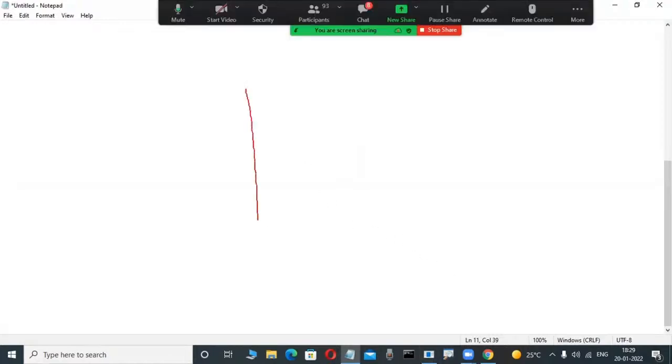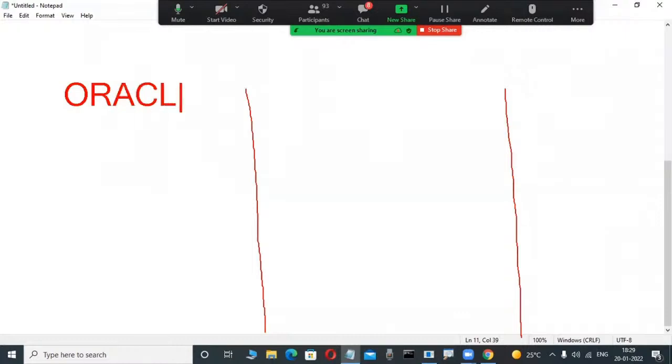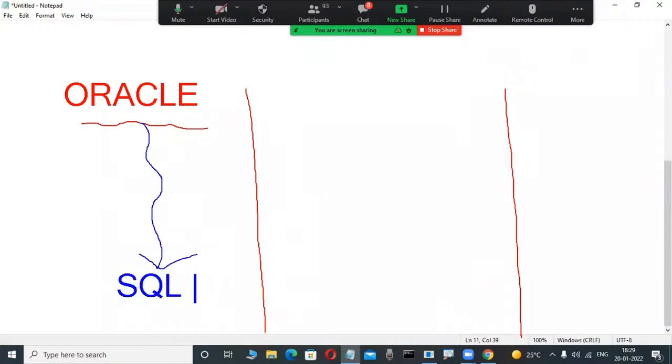Suppose I am working in a company on Oracle projects, and you may have a doubt too. Oracle is a relational database product. If I want to operate this relational database product in my company, I use SQL, which is a language. Slowly observe here: SQL is a language.